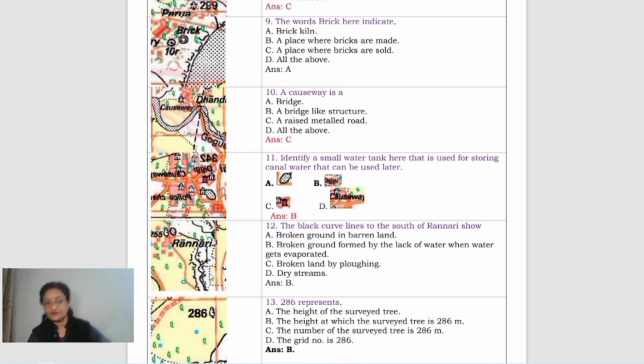Sometimes it's heavy rainfall, so the land is submerged under water, and sometimes it's dry for a long time, so that makes the water evaporate. So it actually causes the cracks to develop afterwards in the dry season. So B is the correct option. Broken ground formed by the lack of water when water gets evaporated.